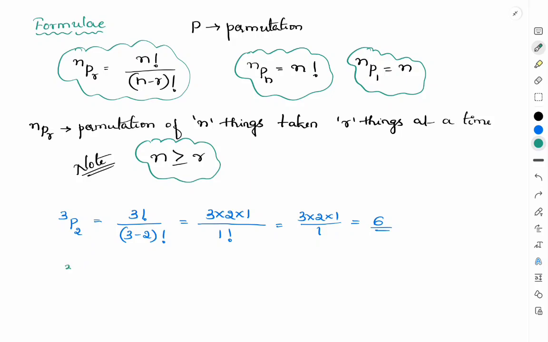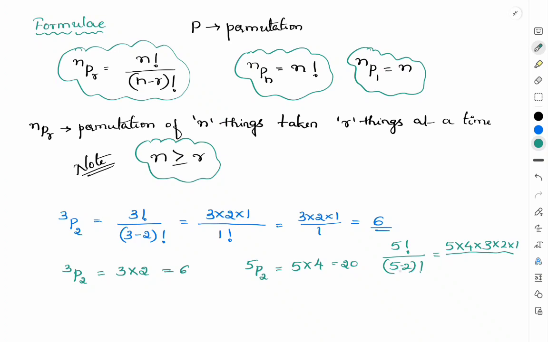Without using the formula, you can find 3P2 directly just by multiplying the two numbers starting from 3 and decreasing by 1. So 3 into 2, you get 6. The same way, if you have 5P2, you will write it as 5 into 4, which is equal to 20. The same answer you are going to get by applying the formula as well. If I apply the formula in this case, that is 5 factorial divided by 5 minus 2 factorial, which is 5 into 4 into 3 into 2 into 1, divided by 3 factorial, means 3 into 2 into 1. So I get 5 into 4, which is equal to 20. This is an easy way of finding the permutation of the given things.